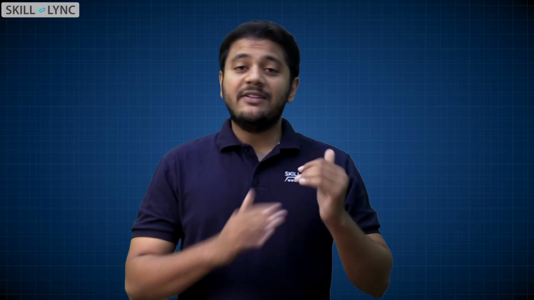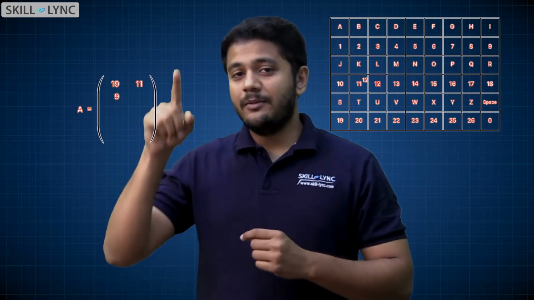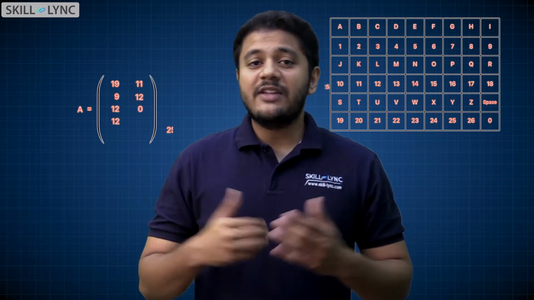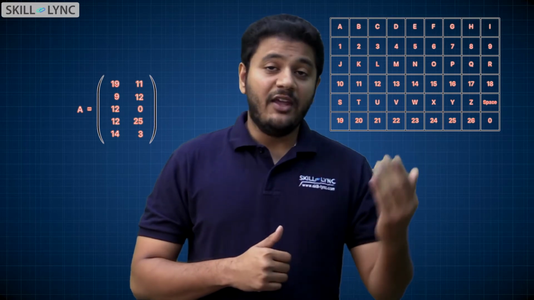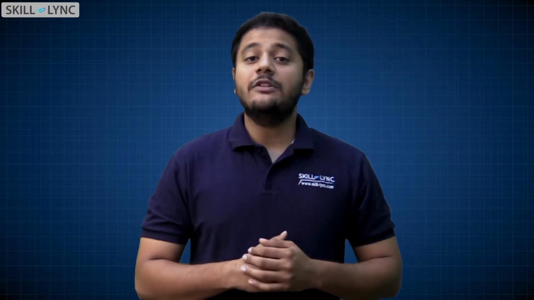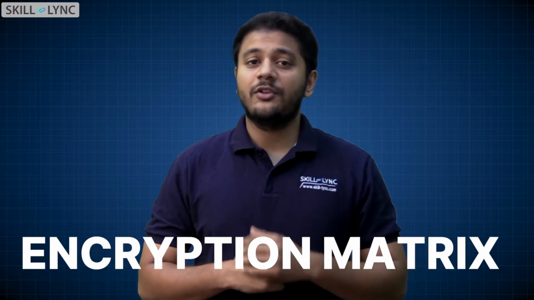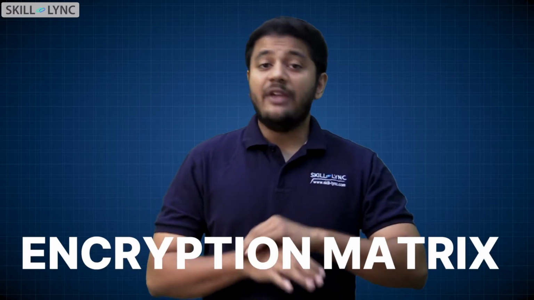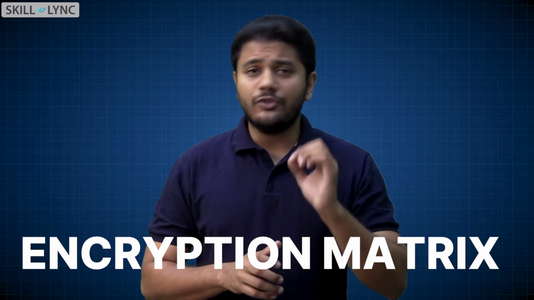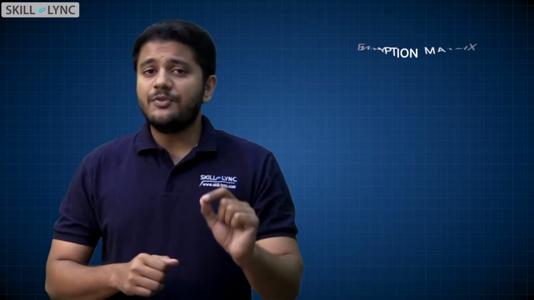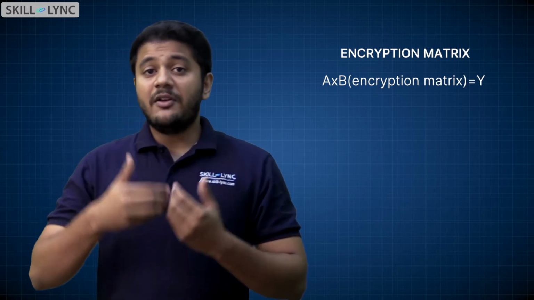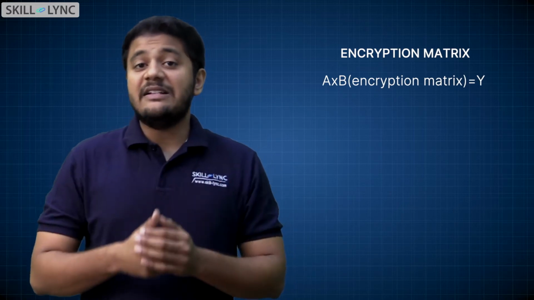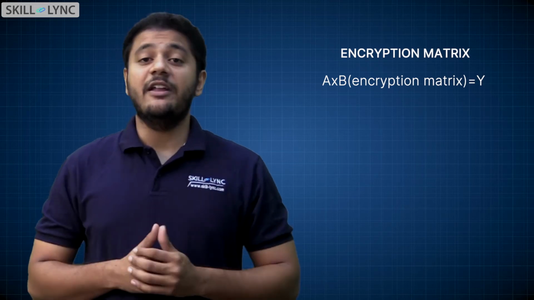This way, if you replace the letters in Skill-Lync with their corresponding numbers, you would end up with the numbers shown on screen. These numbers can be represented as a matrix with two columns. We can call this matrix A. Now, for the encryption part, we will choose an encryption matrix. For encrypting data, we will choose any matrix whose determinant value is not 0. This is really important. This encryption matrix will be multiplied with our original matrix A, and this matrix can be called matrix B, and it is the key in deciphering the hidden message.